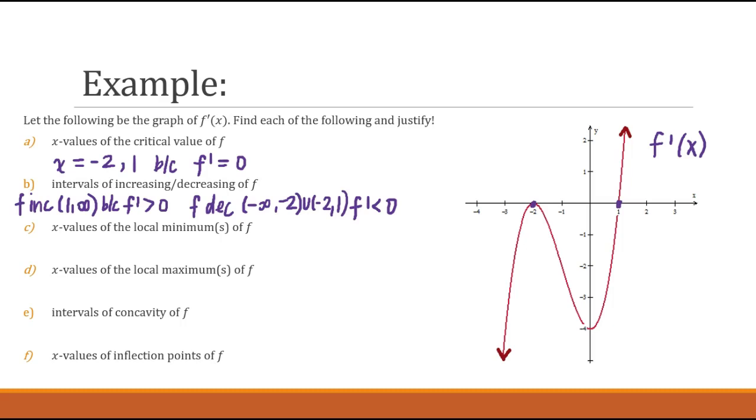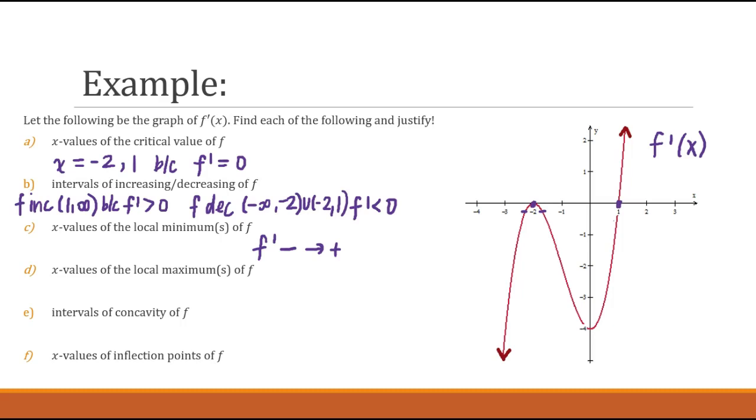Now, where are the x values of any local minimums of f? So we know that we have a local minimum of f if f prime changes from negative to positive. So as I look at this graph from left to right, well, the first thing is that local mins and maxes can only happen at critical values. So we already found our critical values to be -2 and 1. Well, at -2, as I look from left to right, f prime is negative and then it stays negative. So that means that at -2, there's actually not a local min or a local max.